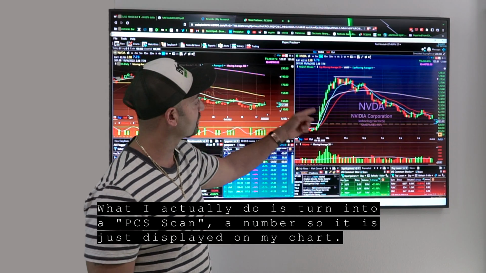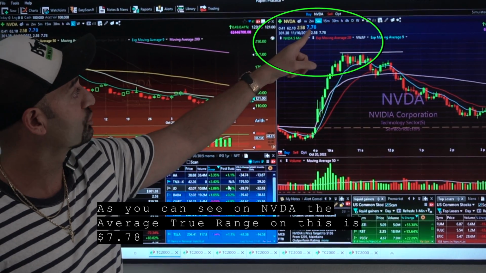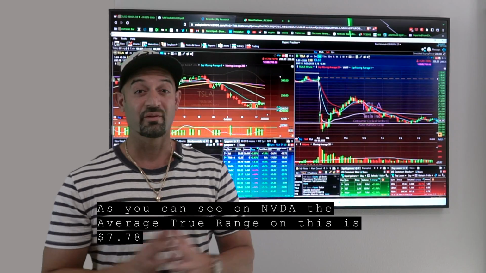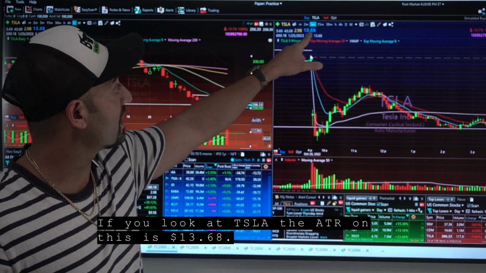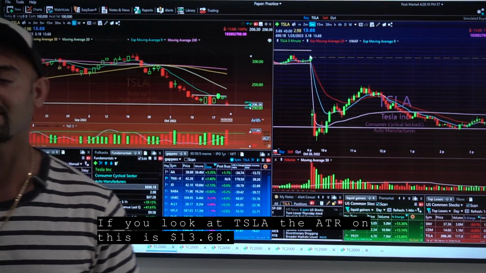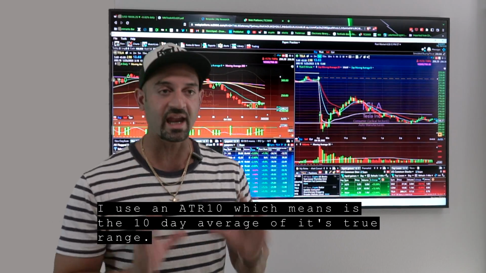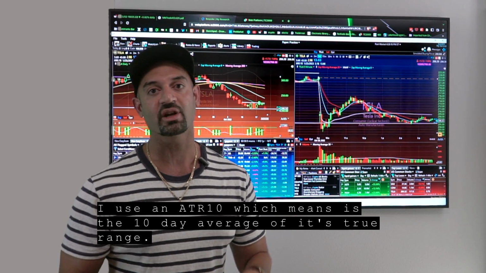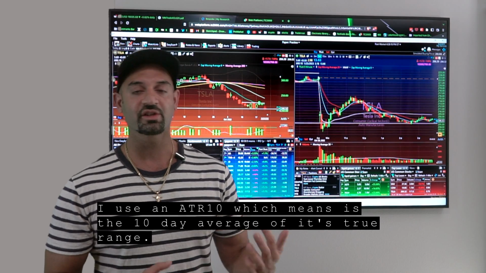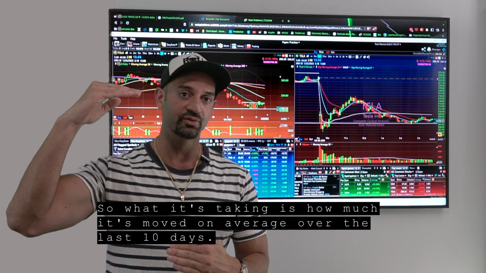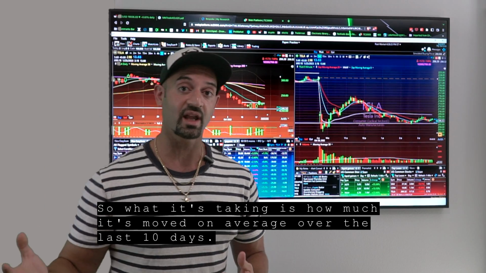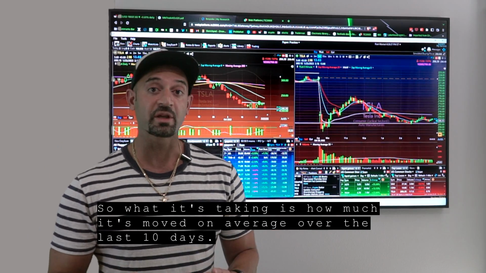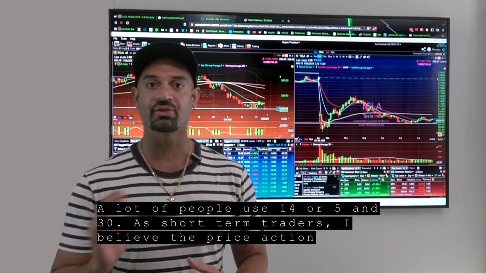So you can see, for example, on NVDA, the average true range is $7.78. If you look at Tesla, the ATR is $13.68. I use an ATR 10, which means it's the 10-day average of its true range. What it's taking is how much it's moved on average over the last 10 days, and it computes a number for you. A lot of people use 14 and 5 and 30.